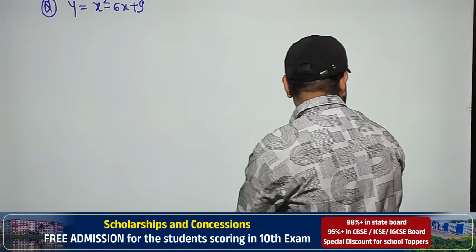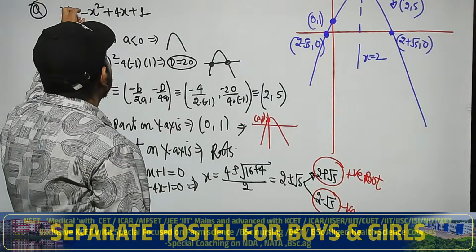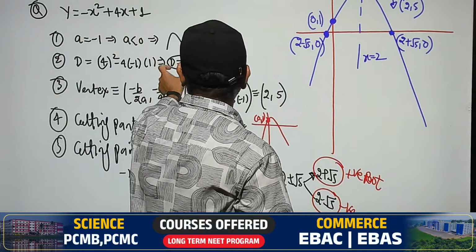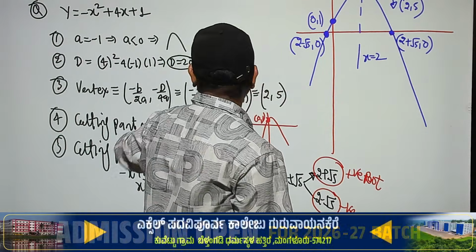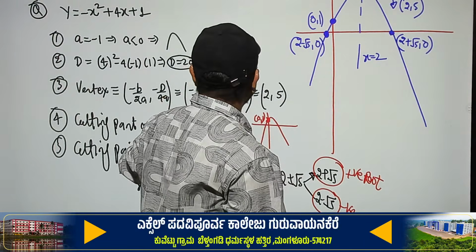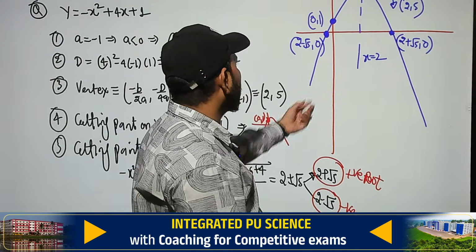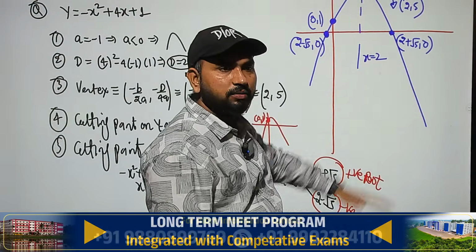See some analysis in this. Suppose A is negative, which means the graph opens downward. D is coming positive, which means it cuts at 2 points. What is the cutting point on the y-axis? 0, 1 is visible. For the cutting point on the x-axis, real roots are there because D is positive, so the cutting points are visible clearly.